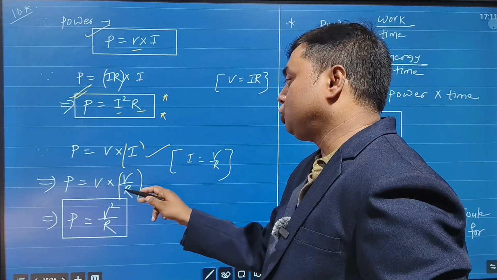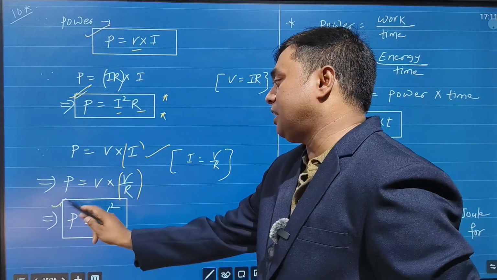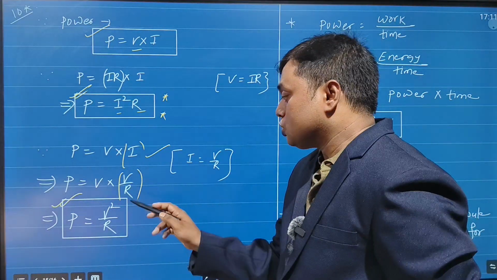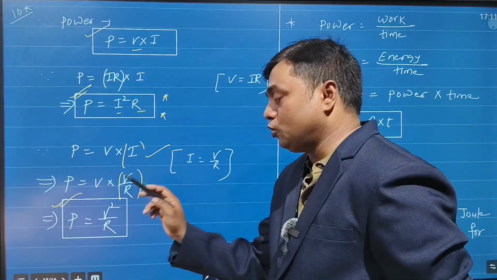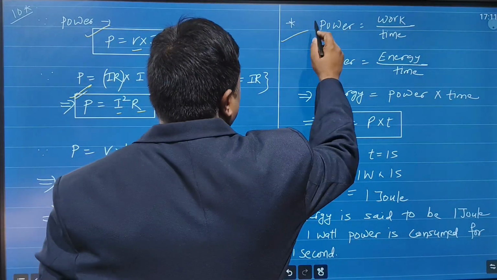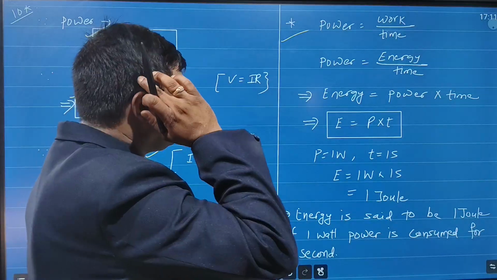Now we know that P is equal to V into I and I is equal to V by R. Substitute the value. So we can write P is equal to V square by R. The third formula is there. So when potential difference and resistance are given, we can use this formula. Okay, now fine.